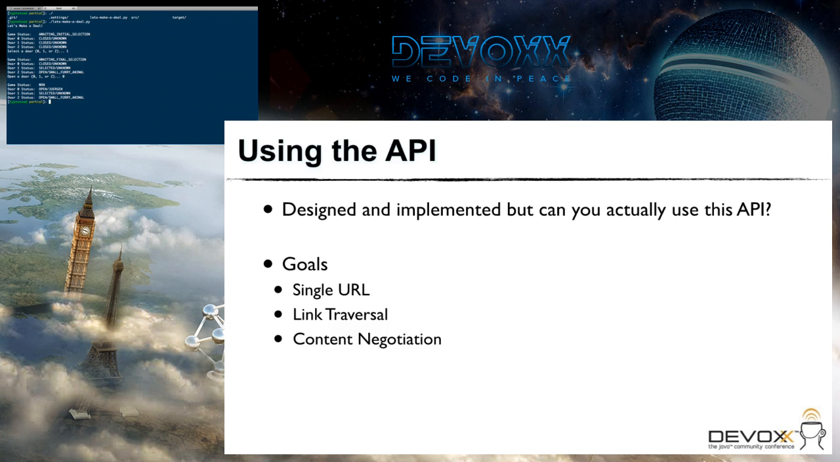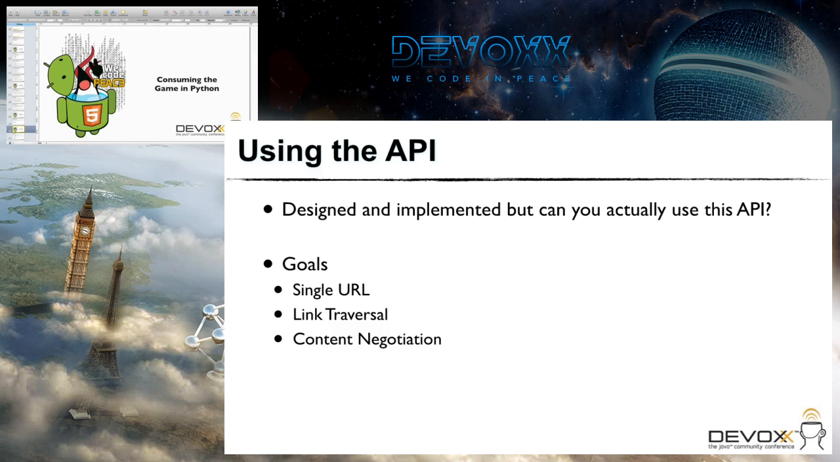So yes, given a language that knows nothing about Java types and knows nothing about the single primary URL, using simple link traversal and content negotiation, we are actually able to consume this particular API.